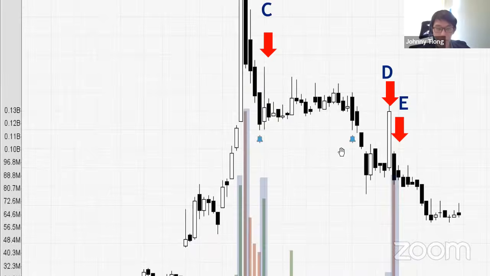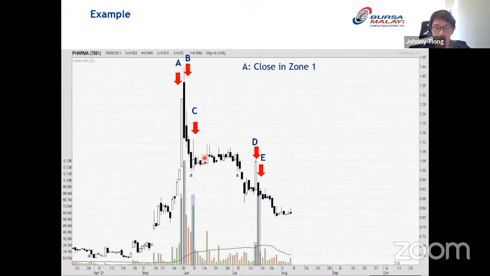So meaning to say, at 9 o'clock in the morning it opens at 1.04. And then along the day, a lot of buyers come and buy, maybe a result was announced or there is some good news, and it pushes and closes at around 1.3. So candle A closes in zone 1.